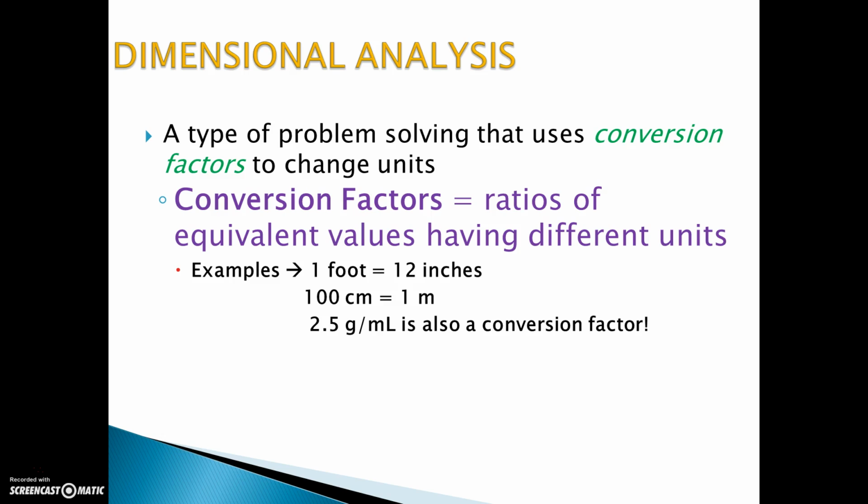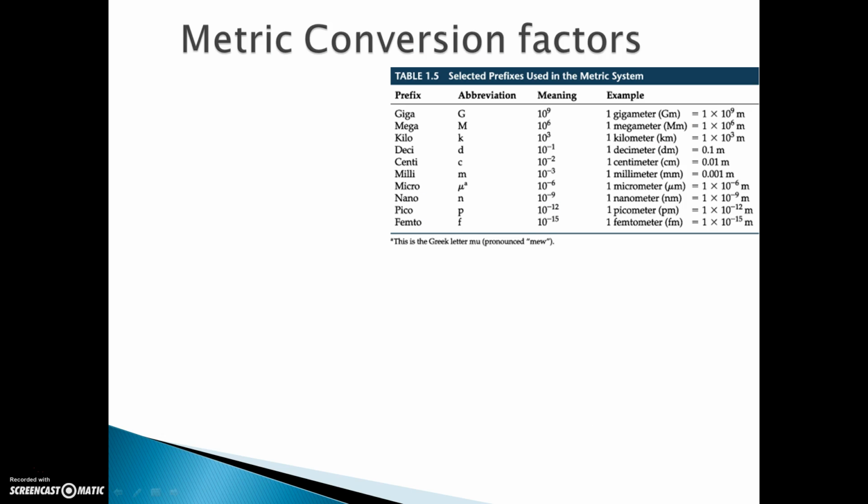Or 2.5 grams per milliliter is also a conversion factor, meaning if you have 2.5 grams of something, you would also have 1 milliliter of that something. So they mean the same value quantitatively, like if you held it in your hand, 2.5 grams, 1 milliliter, they mean the same value in your hand. It's just a different way of saying it, different units.